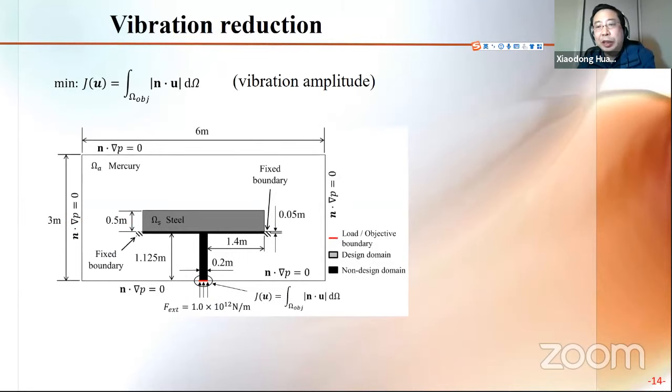The next example designs a vibrating structure inside a medium. The structure is supported at two corners, and a harmonic force is applied at the bottom leg. The optimization objective is to minimize the vibration amplitude at the bottom leg.